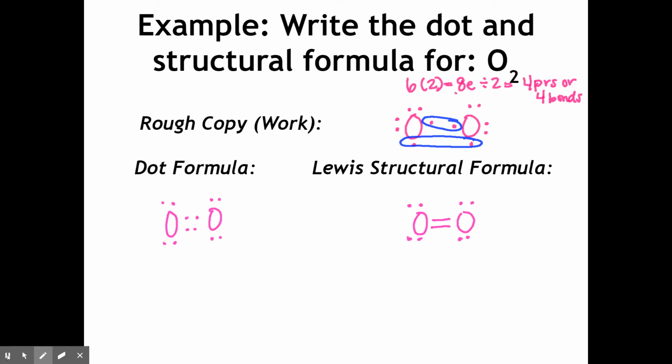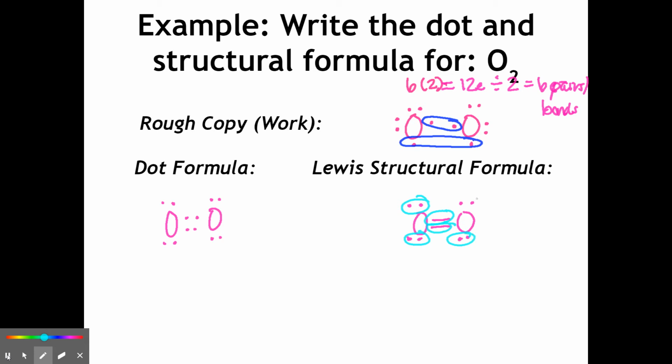I just noticed I did math wrong up here. So let's erase that. So 6 times 2 is 12. 12 divided by 2 is 6 electrons. 6 pairs or bonds that we should have. When I check that, let's use a different color. I have 1, 2, 3, 4, 5, 6. So that is correct.